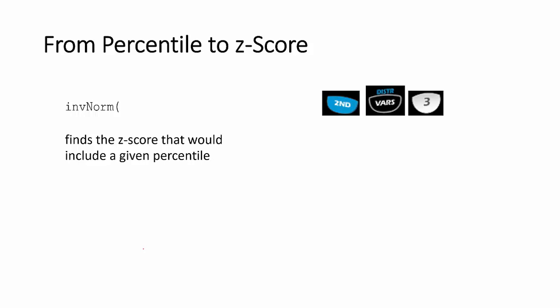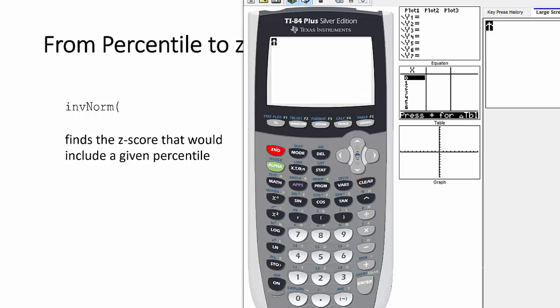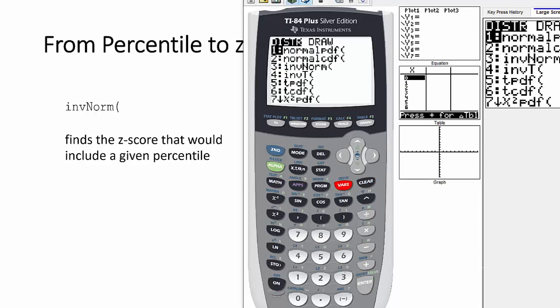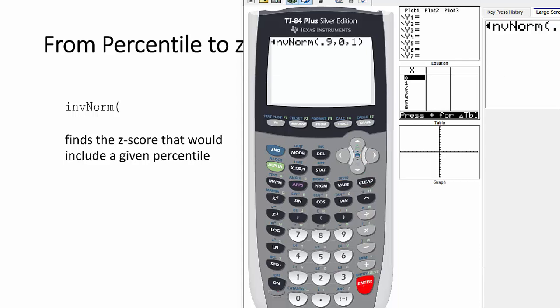It's in the same area. It's that second vars for the distribution button. And you're going to choose 3 this time. And this is going to pop up. So let's do that. So second, vars, and 3. We want to find where 90% of the area would get cut off. So I'm going to do 0.9 for 90. We're going to leave mu as 0, sigma as 1. Paste that in. And this time I got 1.282. We'll round that too.